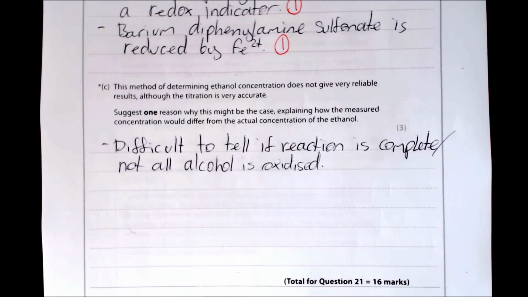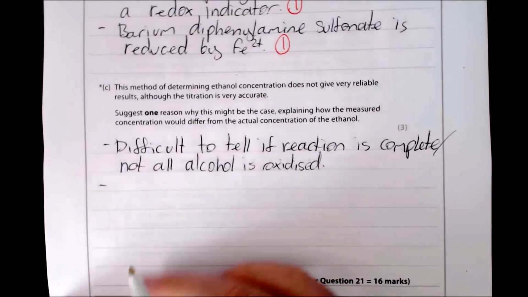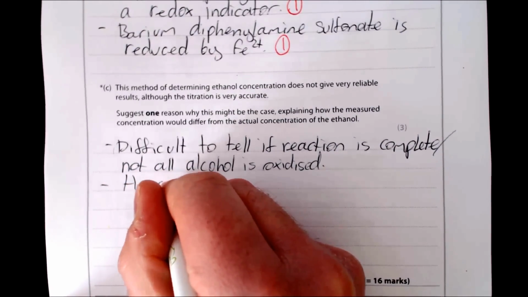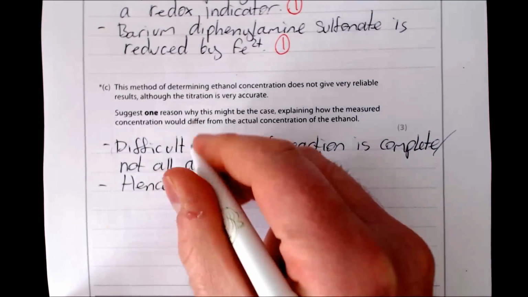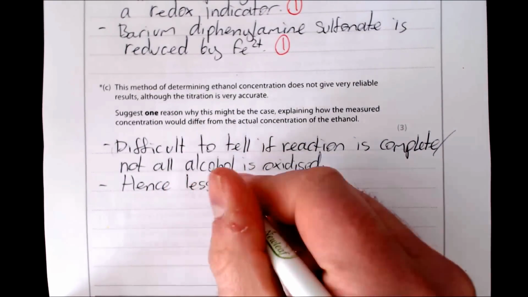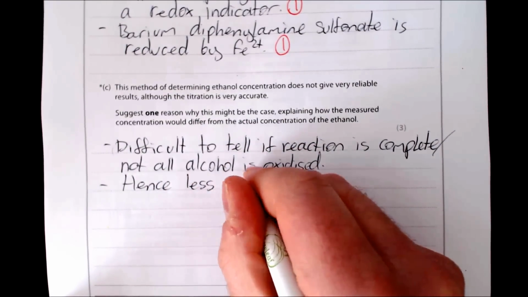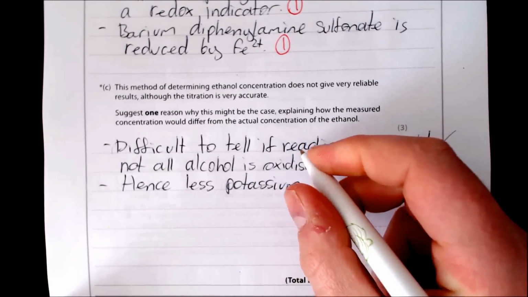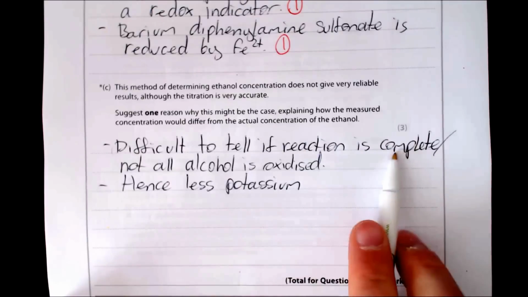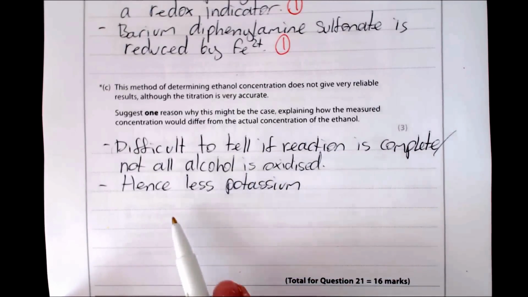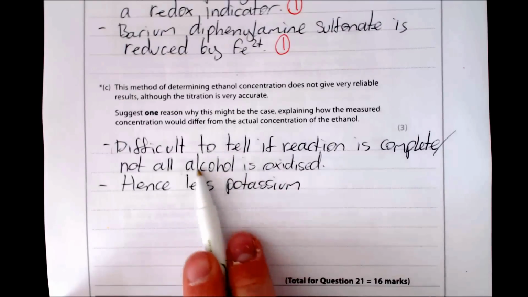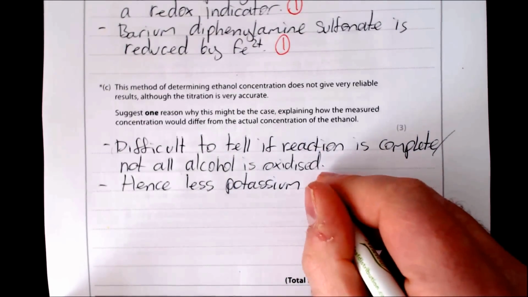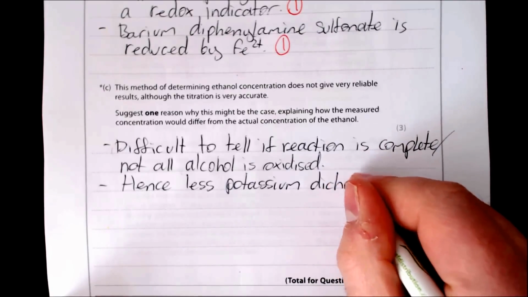So yeah, we need to put that on there as well, because obviously not all of it has been oxidized. So we'll put hence less. Remember, your potassium dichromate is your oxidizing agent. So this is the one that's going to be responsible for oxidizing the alcohol to your carbonyl group. Now, if not all of it has oxidized, then you're not going to use as much potassium dichromate, are you? So that's where we're coming from.